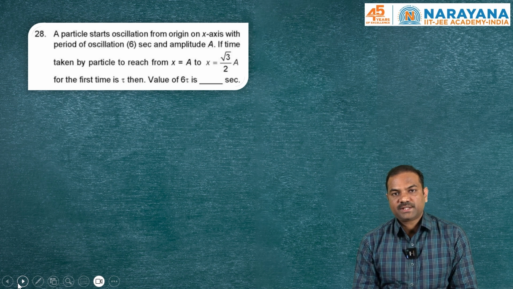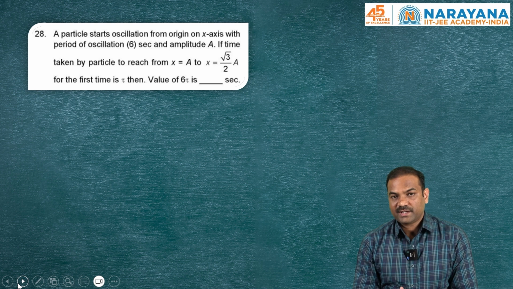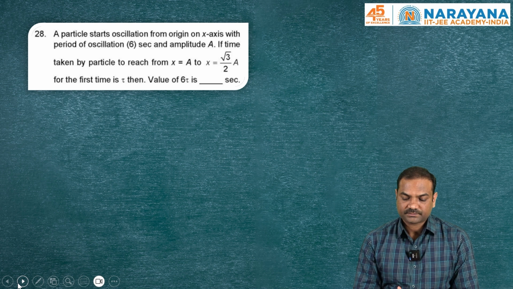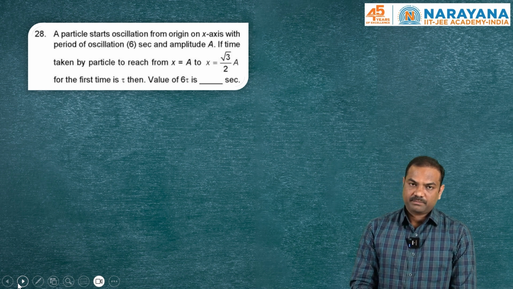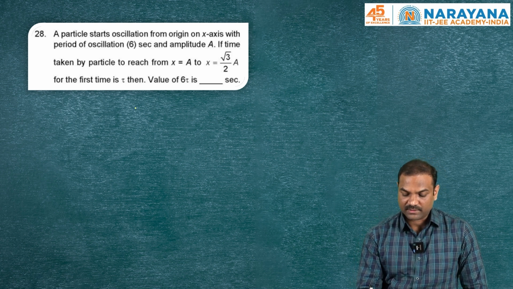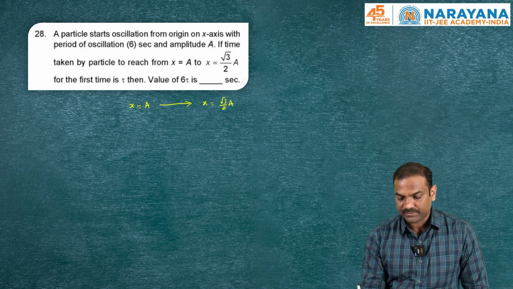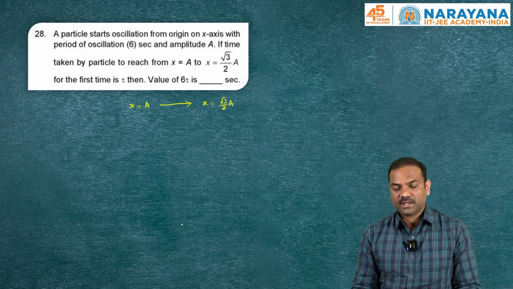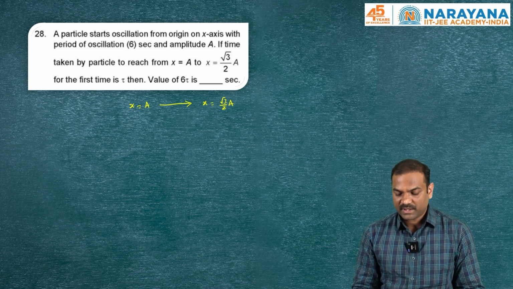So the next question is related to simple harmonic motion. They have given different x values and they are asking for the time value. They have given the time period as 6 seconds, and they have mentioned the amplitude also. Now the particle is moving from x equal to a to x equal to root 3 by 2 a. They have clearly mentioned the positions of the particle, so not distance or displacement traveled.